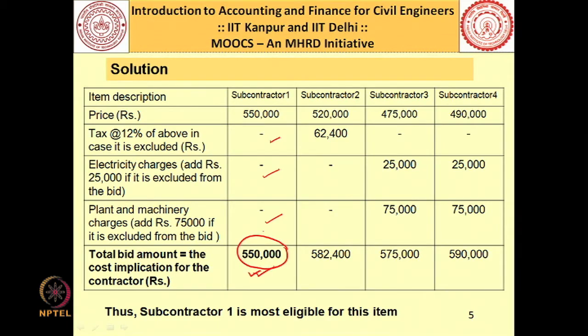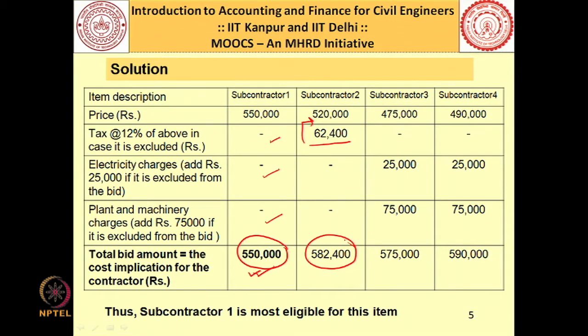When it comes to subcontractor 2, I have to load a tax of 12%. So, 12% of 5,20,000, it is 62,400. Electricity charges are included. So, no addition here, no addition here for plant and machinery. Total bid amount, if you add both of them, you are getting 5,82,400.